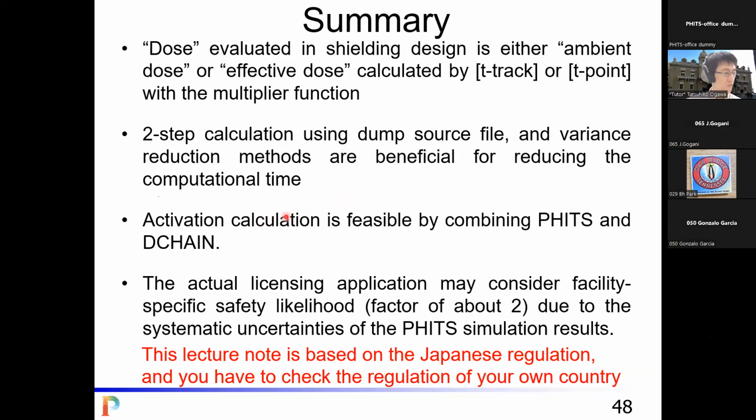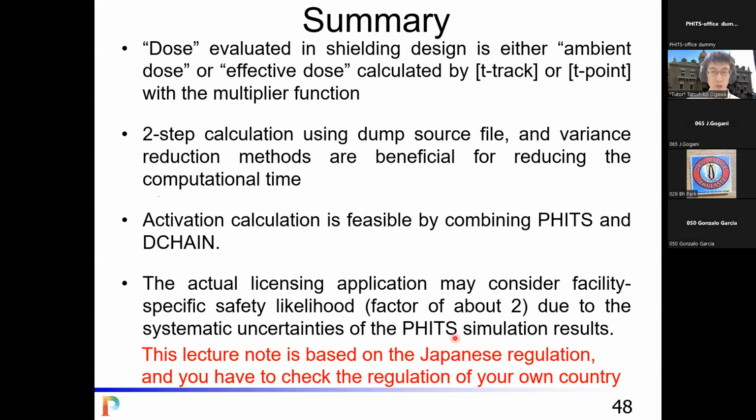Activation calculation can be performed by combining PHITS and DCHAIN. By that, you can calculate the activation of air. And in practice, the actual licensing application may consider a facility-specific safety factor, for example, a factor of 2, due to the systematic uncertainty of PHITS simulation.